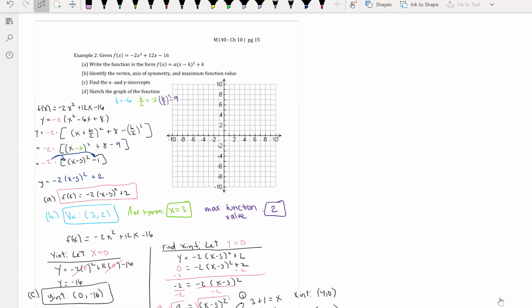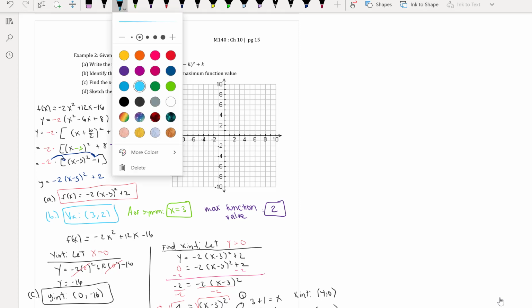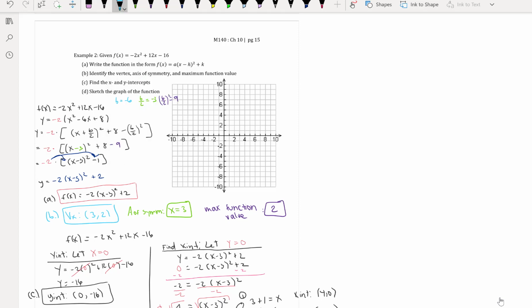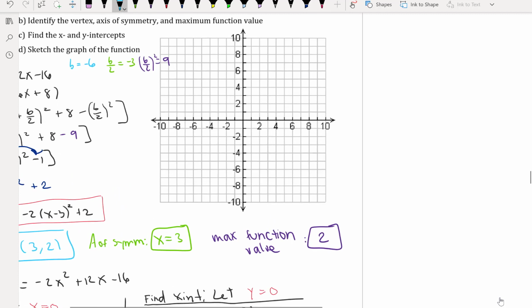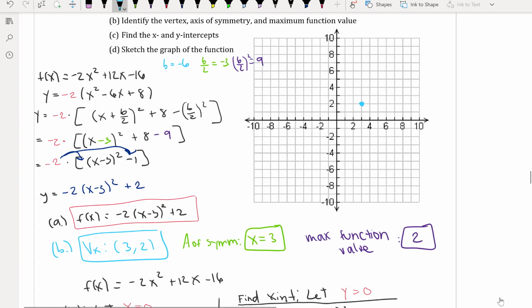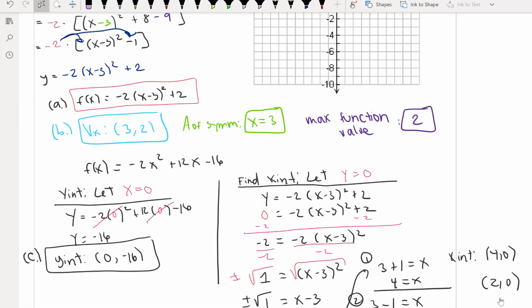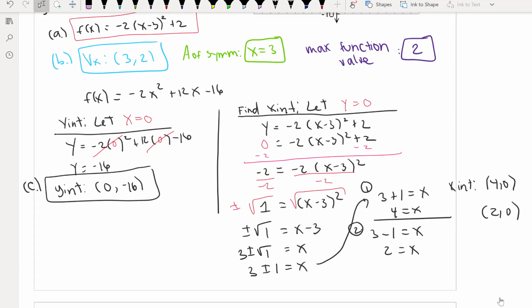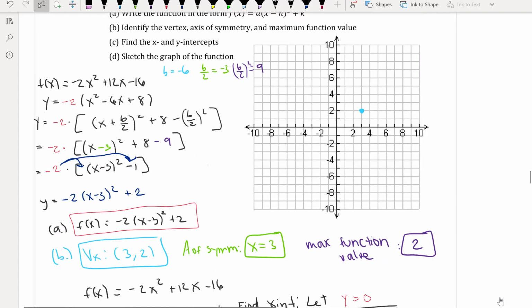Now for part D, it says to sketch the graph of the function. So I have all of my important information. I have my vertex, and my vertex is at positive 3, positive 2. So (3, 2) is there. And I also have my y-intercept, which is at (0, -16). So that's way down there, I'm not even going to write it. And I also have my x-intercepts at (4, 0) and (2, 0).